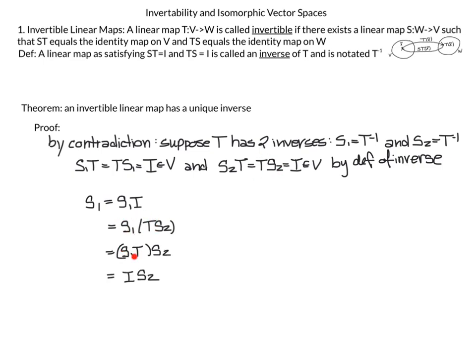means I can regroup these. Remember, multiplication of matrices is associative. So I can group S1 t. S1 t is equal to I, so now I have I S2. And finally, I have S2 here, so I have S1 is equal to S2. And hence I have shown that an invertible linear map has a unique inverse.